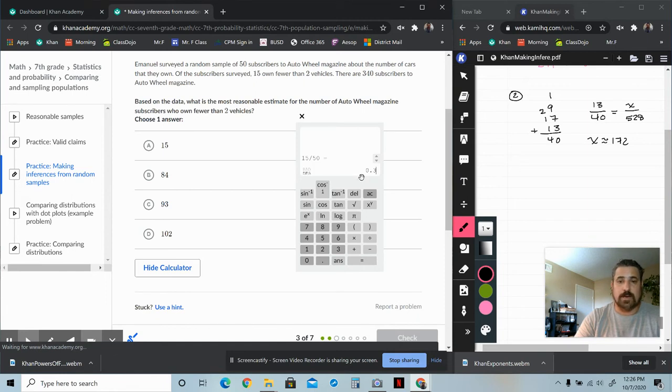30% of the people surveyed owned fewer than 2 vehicles. There were 340 people subscribing to this magazine, so you then multiply by the total for the magazine, 340, because if that percentage stayed true, based on the random sample, 30% of the entire subscription base of the magazine would own fewer than 2 vehicles. So what's the number of people who own fewer than 2 vehicles? 102. So the correct answer is 102.